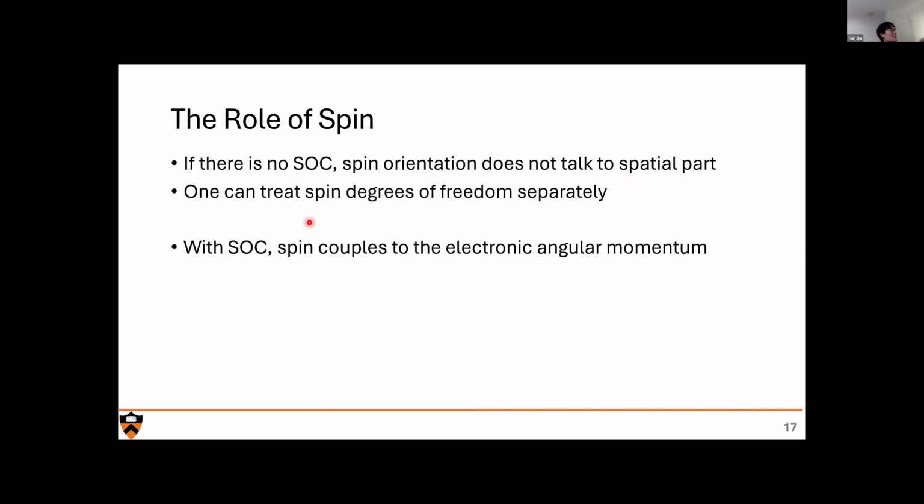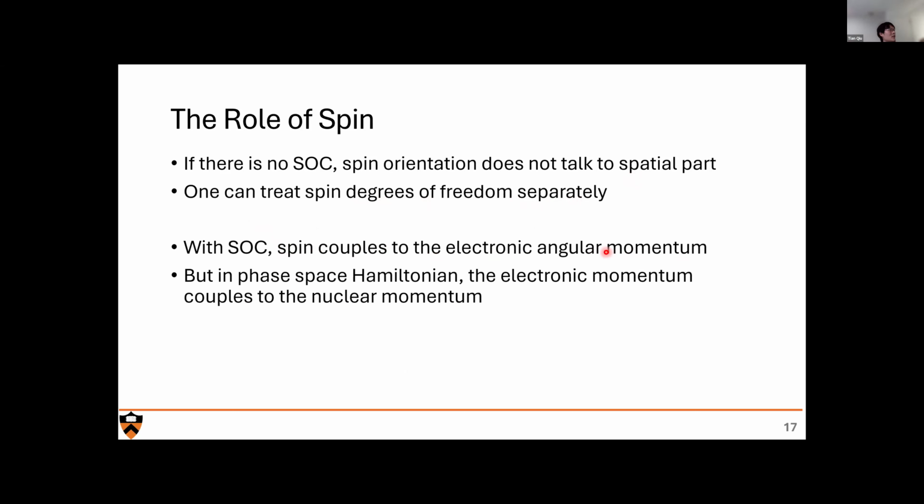But if we do consider SOC, as the name says, spin would couple to the electronic angular momentum. But from the total conservation laws of the electron plus nuclear angular momentum, and also the phase-space Hamiltonian, we know that the electronic momentum will also couple to the nuclear momentum. So we end up with the conclusion that spin actually must couple to the nuclear momentum as well. Now, this statement brings up many interesting things.